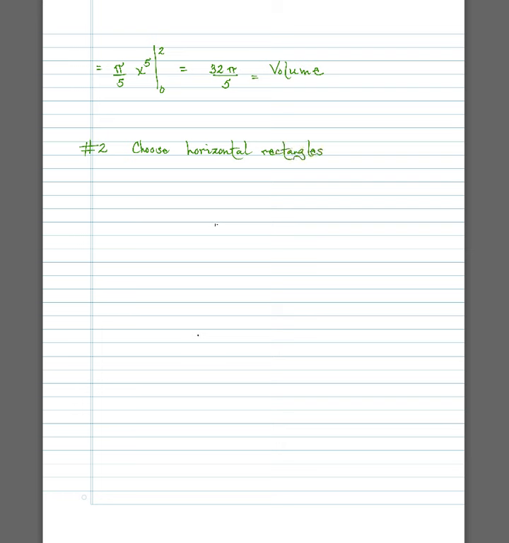Let me draw the region again so that we can look and analyze this. So this is what our function looks like, and we said this is 0 to 2. What we're going to do is choose the horizontal rectangle. So in this way, we're going to choose a rectangle that looks like this, and then you can shade that in as you like. And remember, again, we're going around the x-axis.